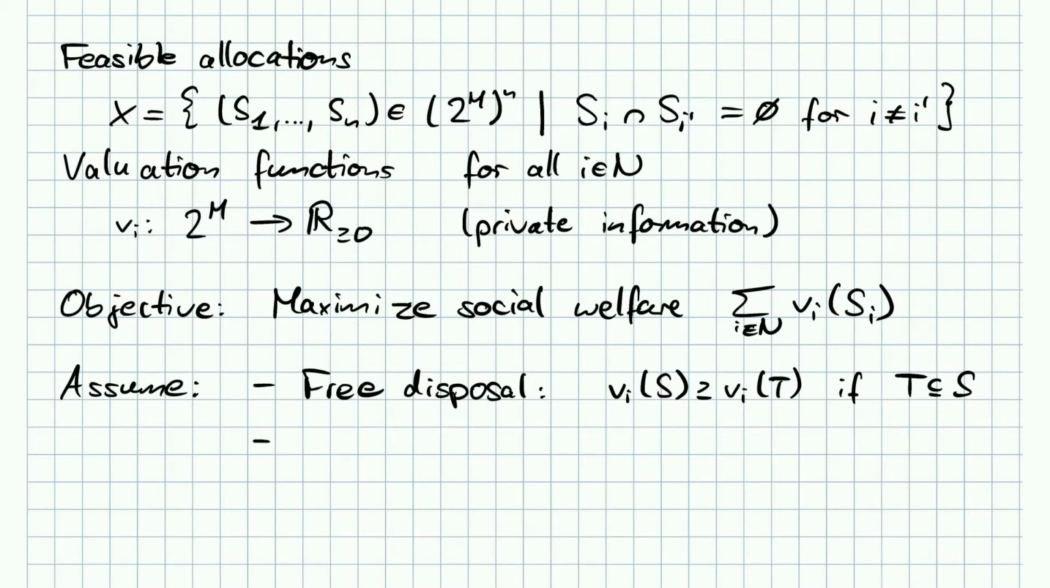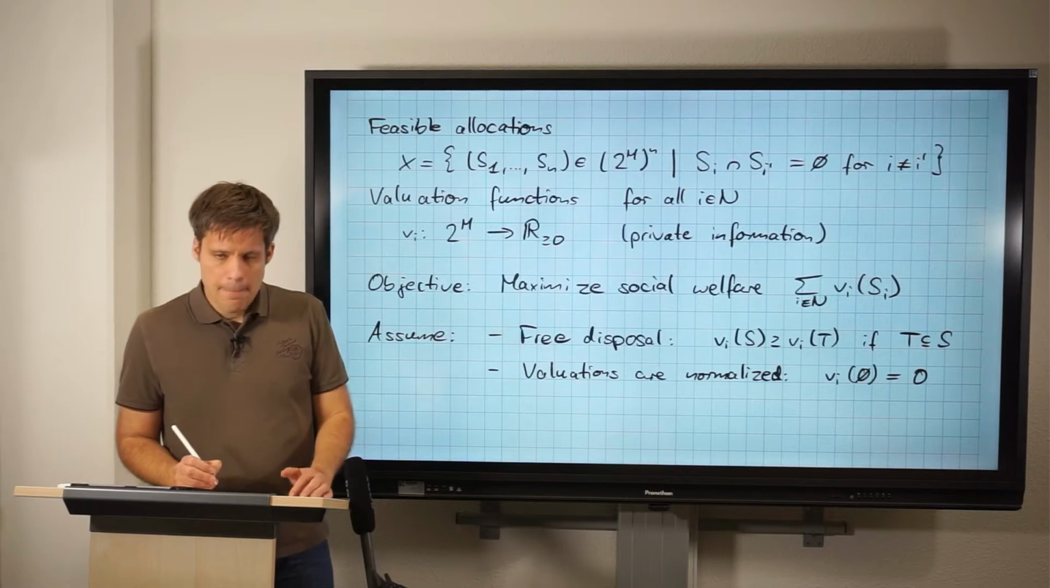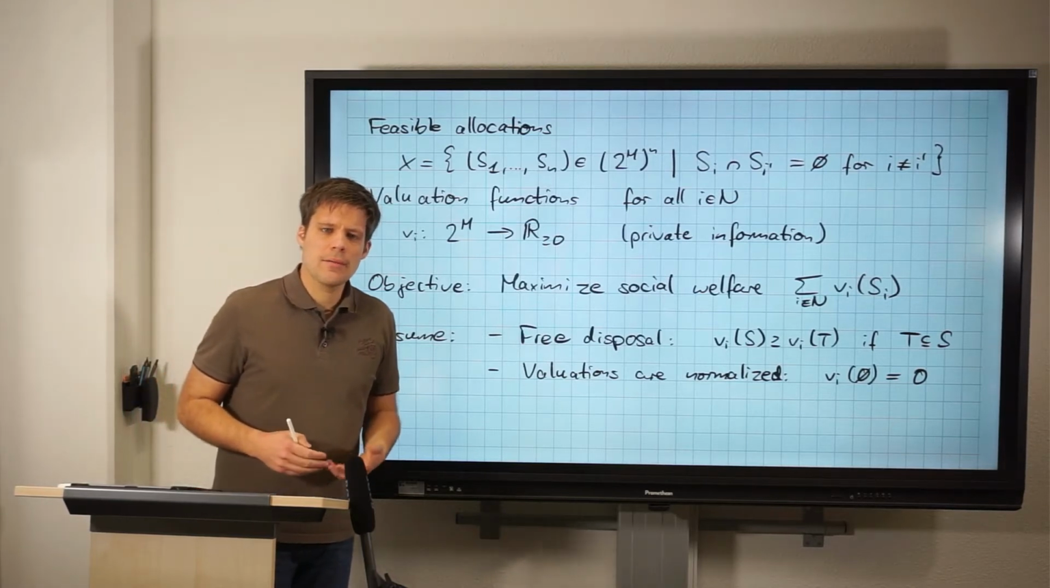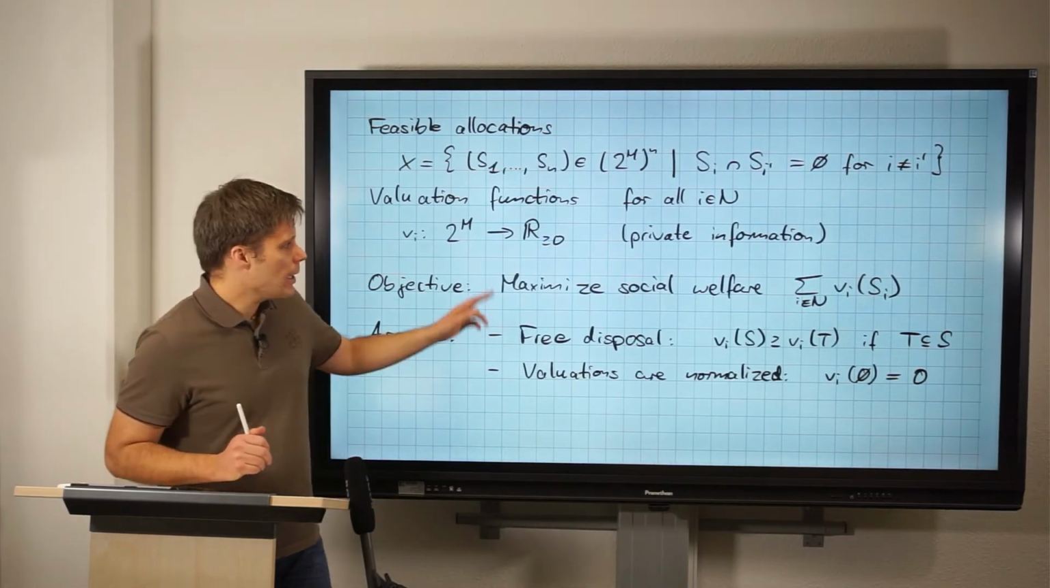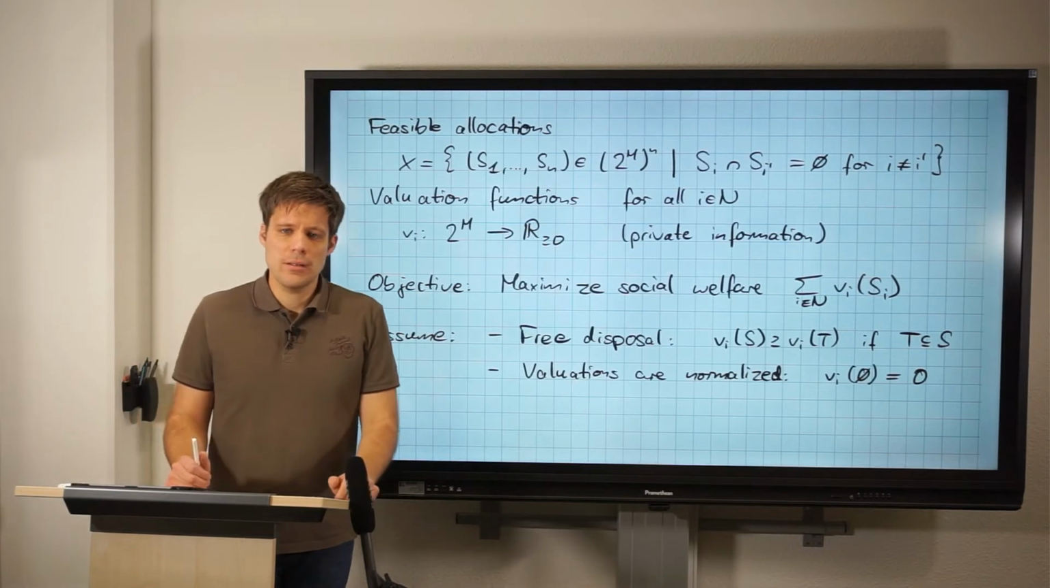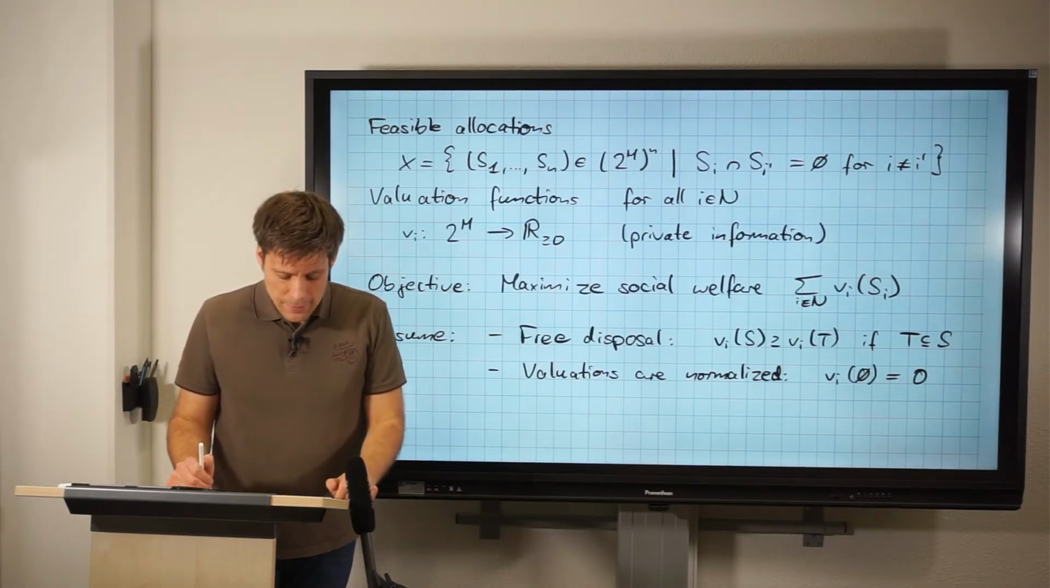And then we also assume that valuations are normalized. Which means that the value of the empty set should be 0. So if I don't get anything, my value is 0. If I get more, then my value will be non-negative, because we're saying that the value for such a set will always be non-negative. Good.